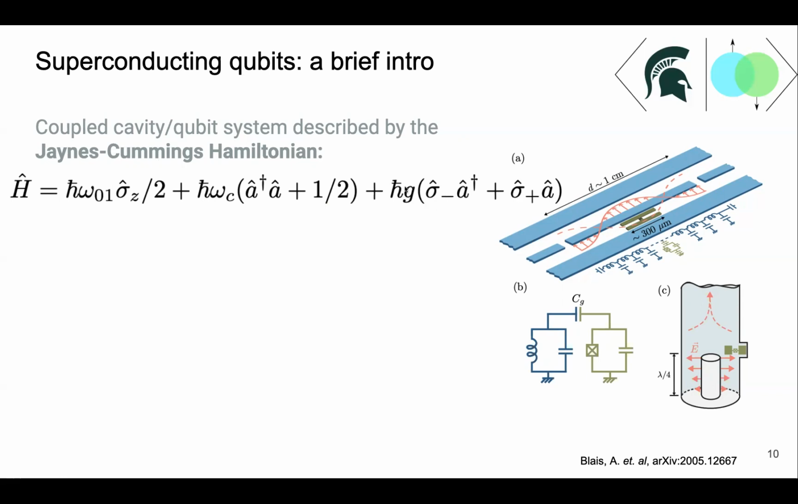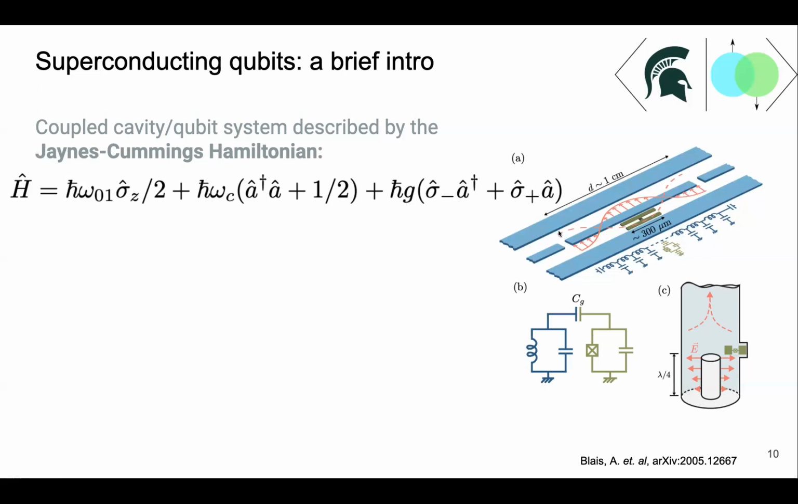We have this coupling rate G, and it represents these two processes. The first one represents the qubit losing an excitation and the cavity gaining an excitation. The second term represents the exact opposite of that, the qubit gaining an excitation and the cavity losing an excitation. So we just have these two systems and they trade excitations at a rate G, is the way I typically think of it.